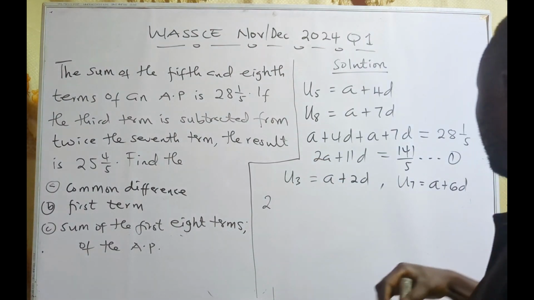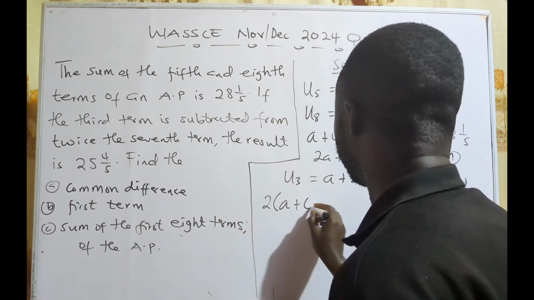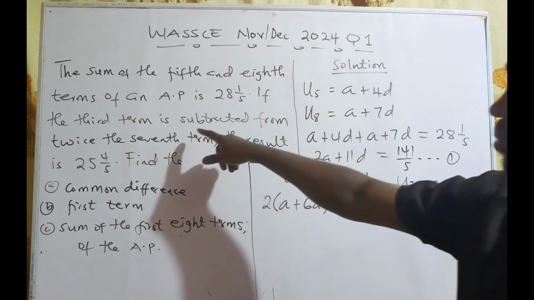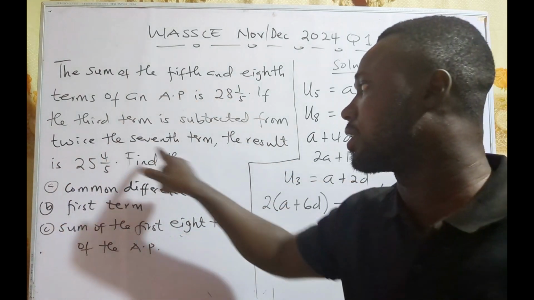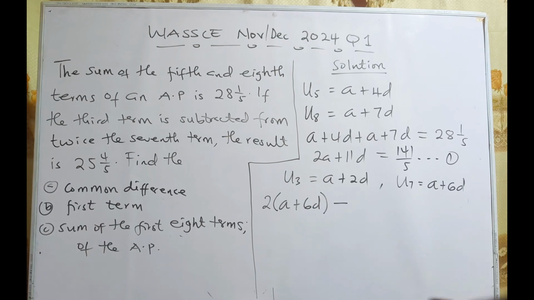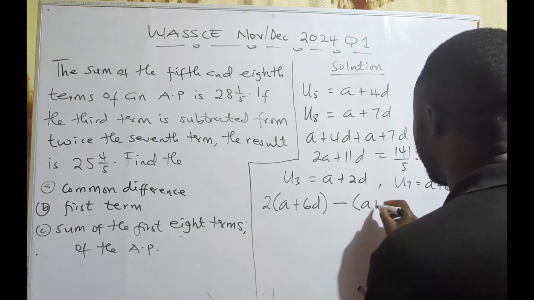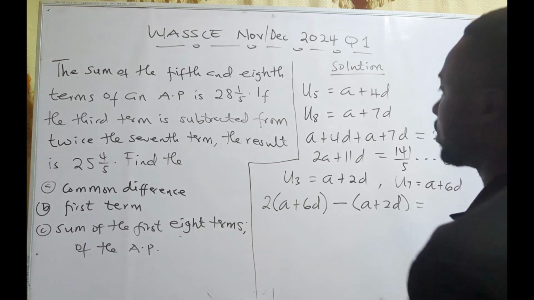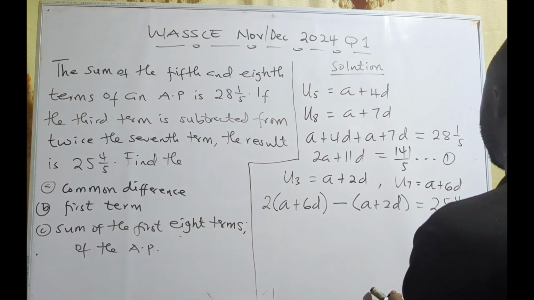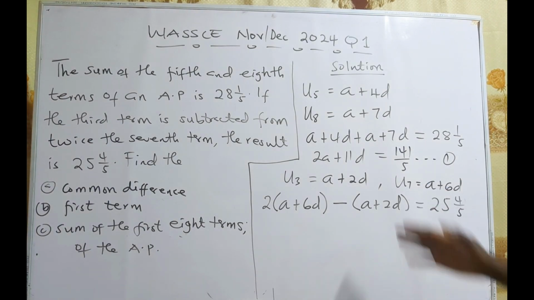Twice the seventh term, so 2 times A plus 6D, minus, since the third term is subtracted from twice the seventh term, minus A plus 2D. And the result is 25 whole number 4 over 5. So this is what your equation can also be.